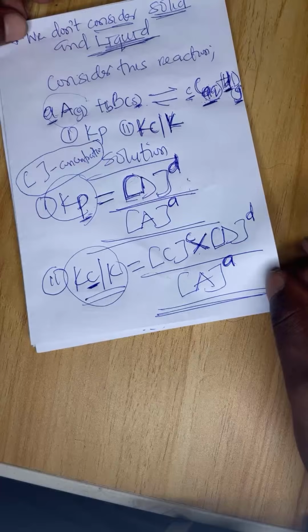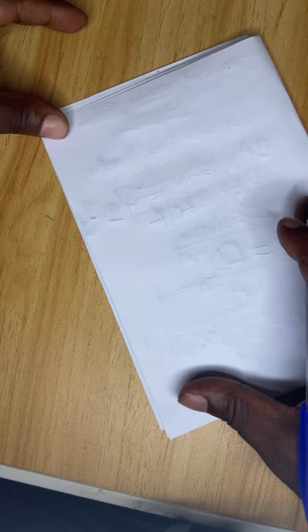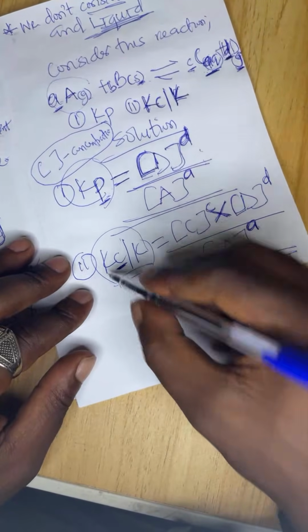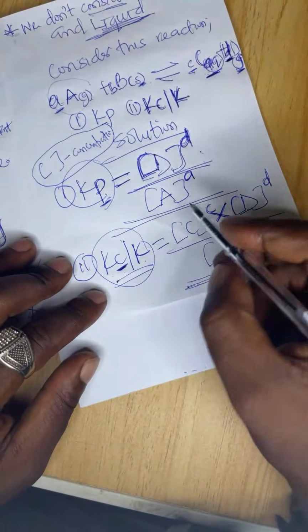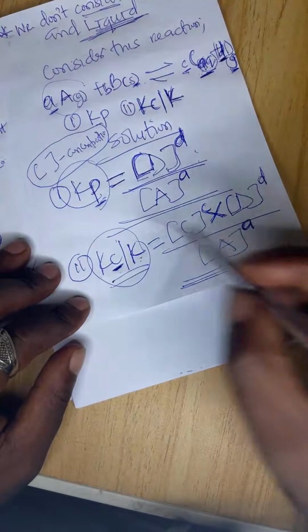Now let's do another example. This one I want to give you now is a JAMB question. Now look at it. Consider this reaction. Why is it KC stroke? Very good question. I told you that KC is the equilibrium constant for concentration. K is the equilibrium constant. The answer to these two of them is the same thing.